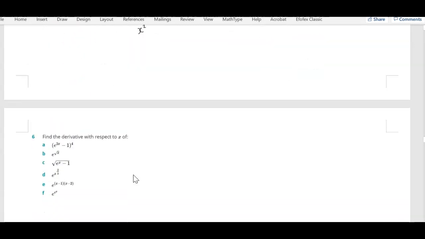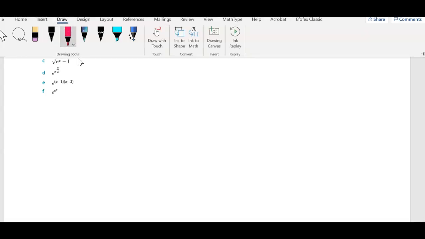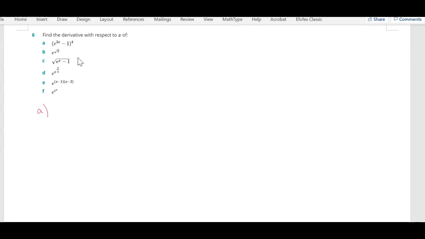All right, moving along. So in question 6, we are going to be using the chain rule, especially for A. I'm just wondering if we're using the chain rule for all of them. So we will for A, not for E. We will for C, not for D, not for E, and not for F. All right, maybe we'll do all of them because they all look quite difficult here. Okay, so let's start with A.